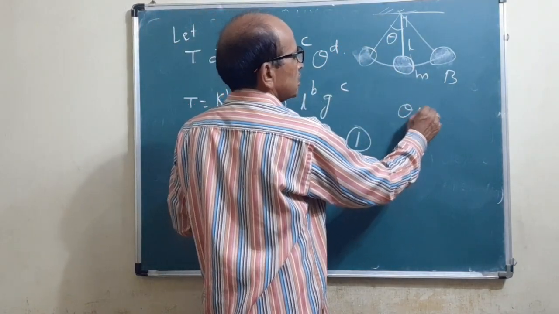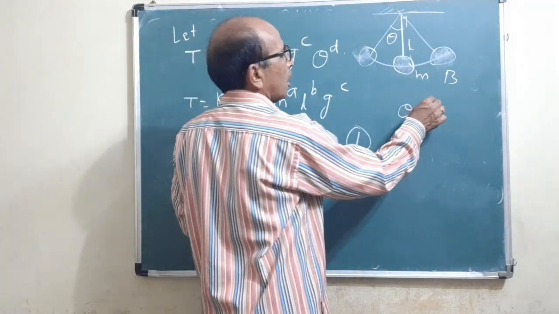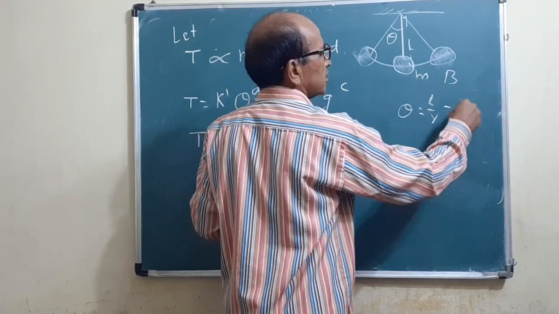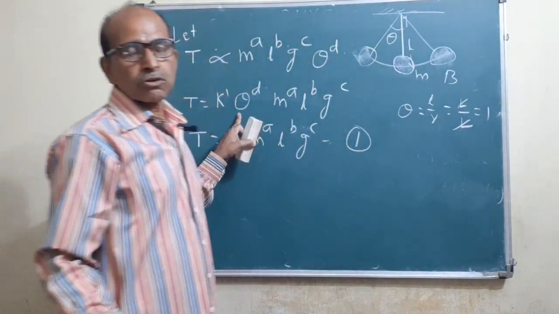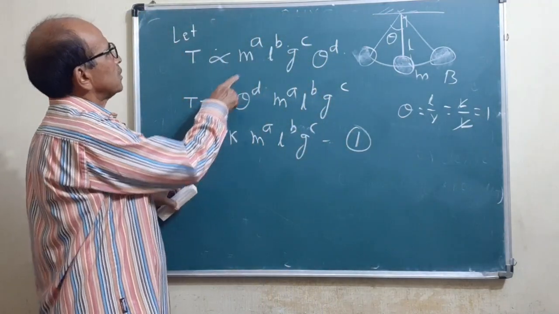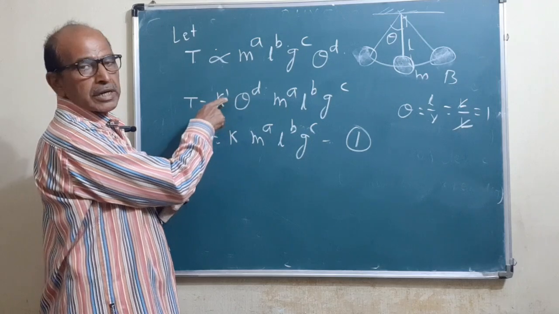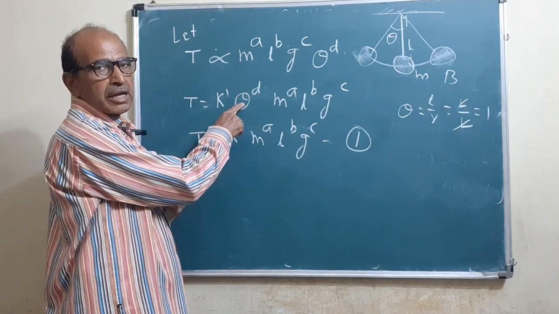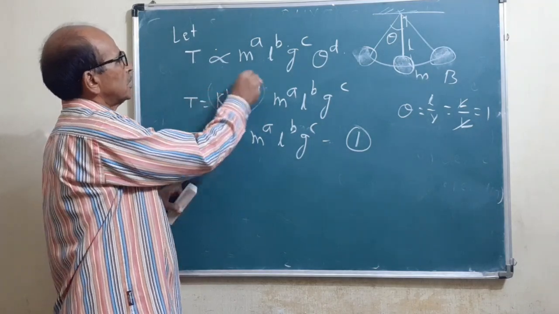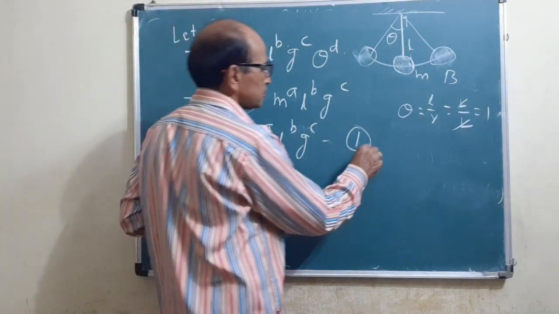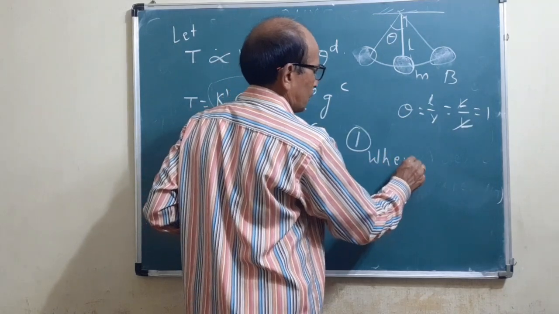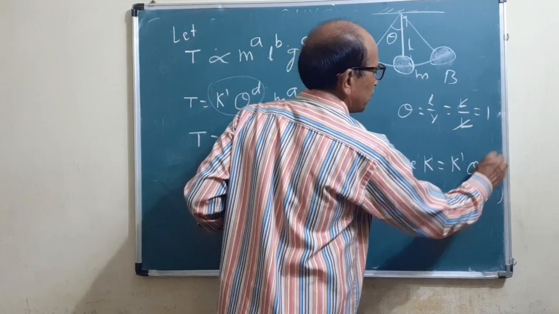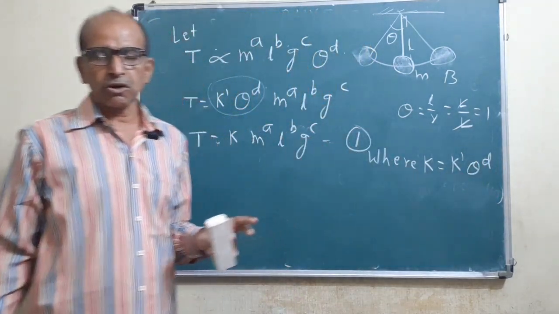Theta, angular displacement. You know theta is equal to arc length by radius, arc length L by radius L, which is 1. This is a dimensionless constant. So this k dash, if you remove the proportional sign, is a constant of proportionality, a dimensionless constant. So both will be constants. Then suppose k is equal to k dash theta to the power d. This is also a constant, another constant.